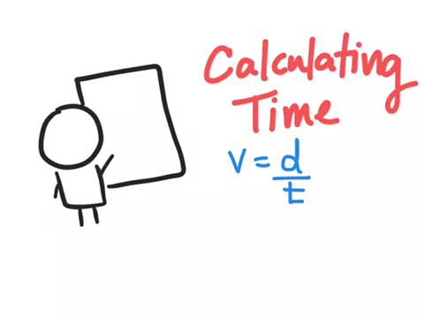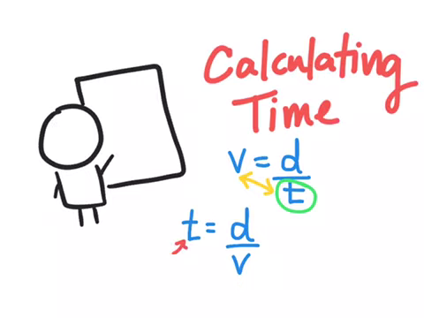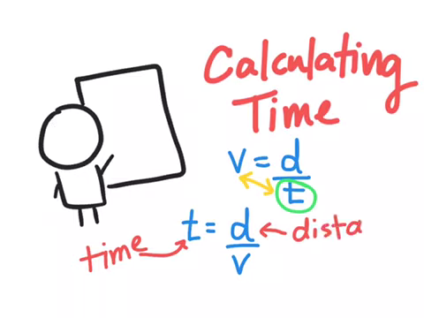Now we need to rearrange this formula for time, so for this t variable on the bottom. And the easiest way to do that is to just switch the location of these two variables. So we end up with time is equal to distance over speed. So t is time, d is going to be our distance, and v is going to be our speed.